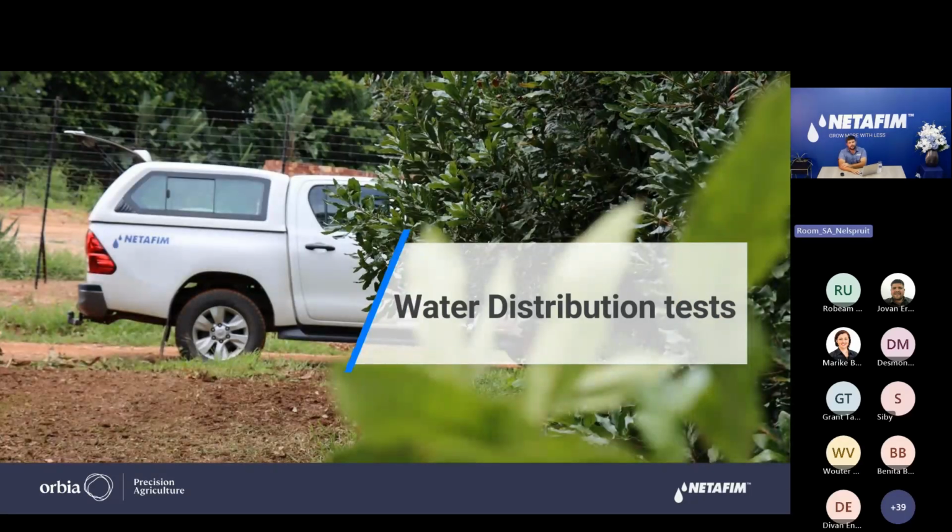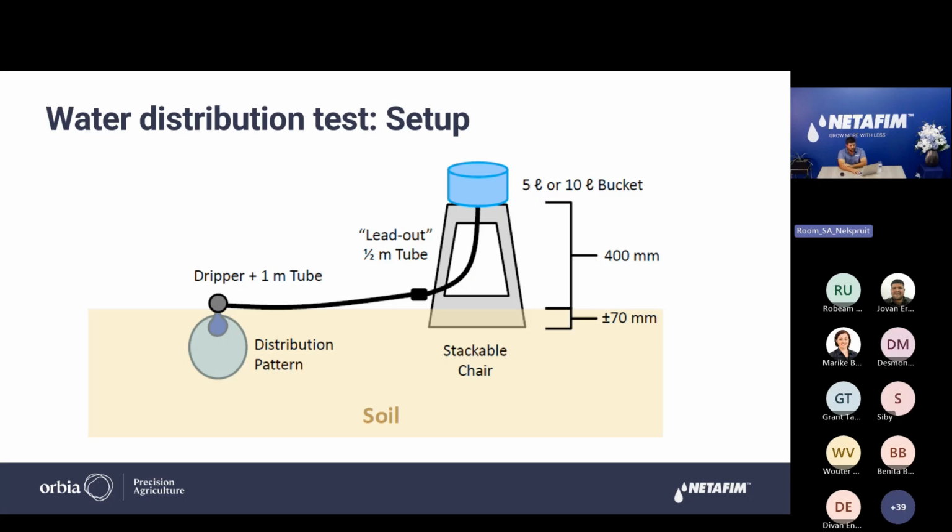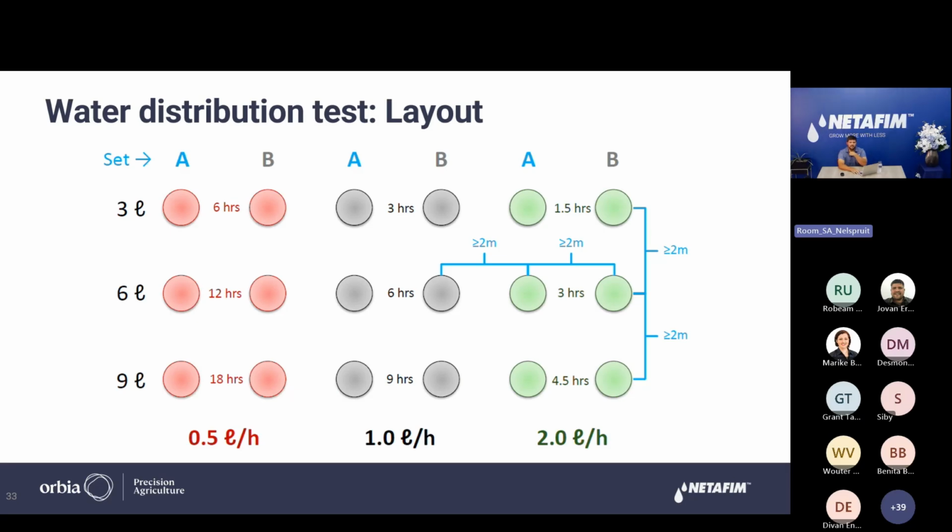So if we look at some examples of tests that we did over the years on different soil types, I'm just going to look at 2 examples to see how in practice we can figure out what is going to happen in our soil. This is a setup that we use if there's no irrigation system already in place. It's very simple. We've got a bucket at a specific height, and a dripper at a specific point in the soil that will drip all the water that we add into that bucket.